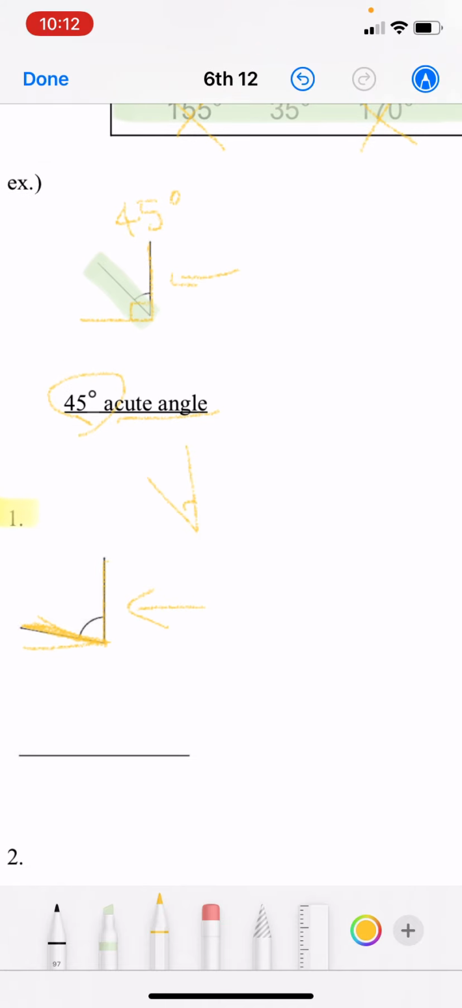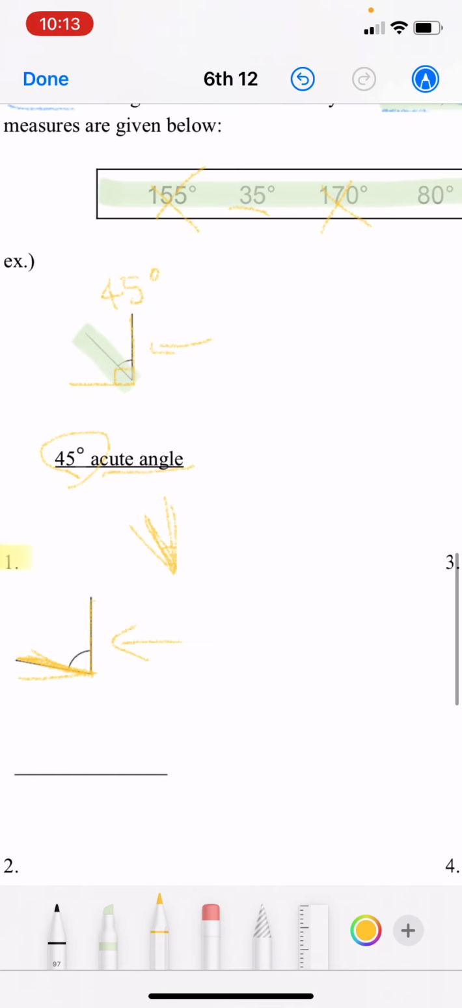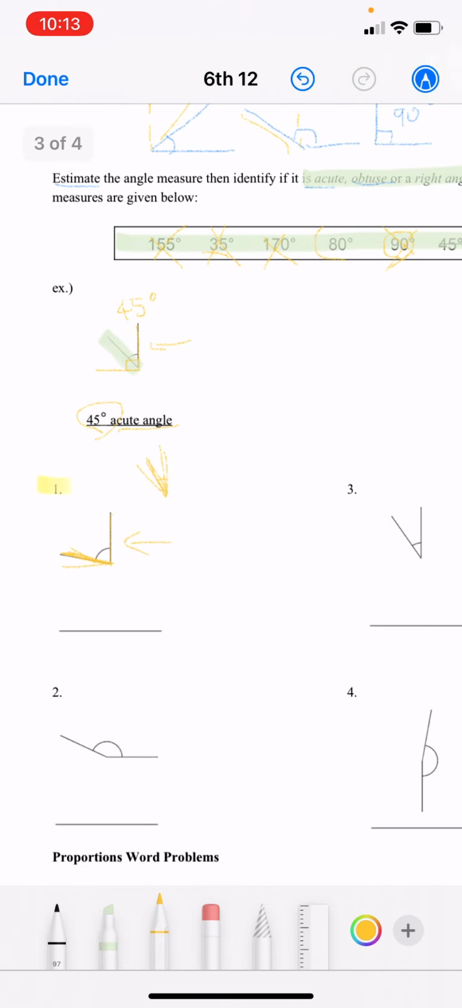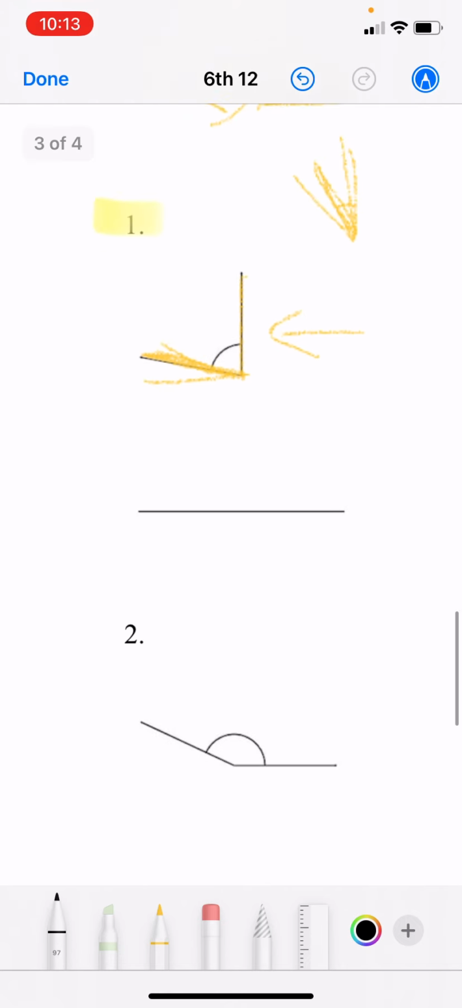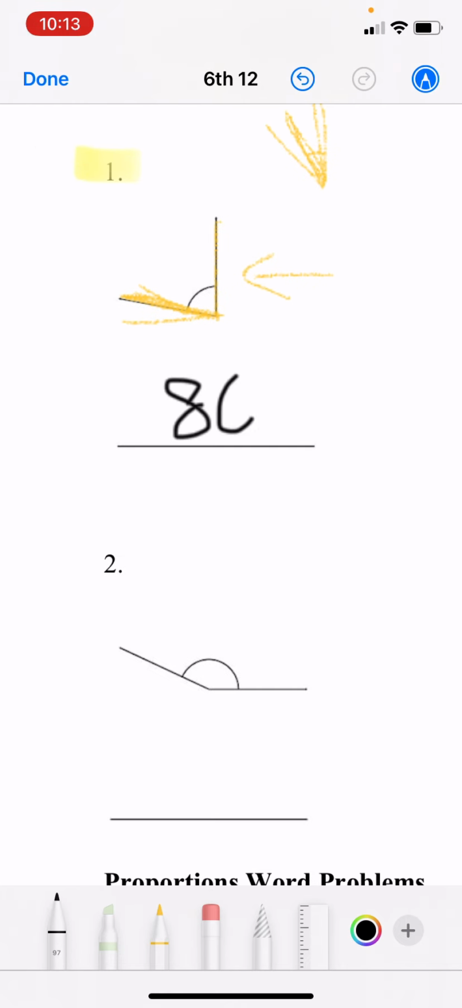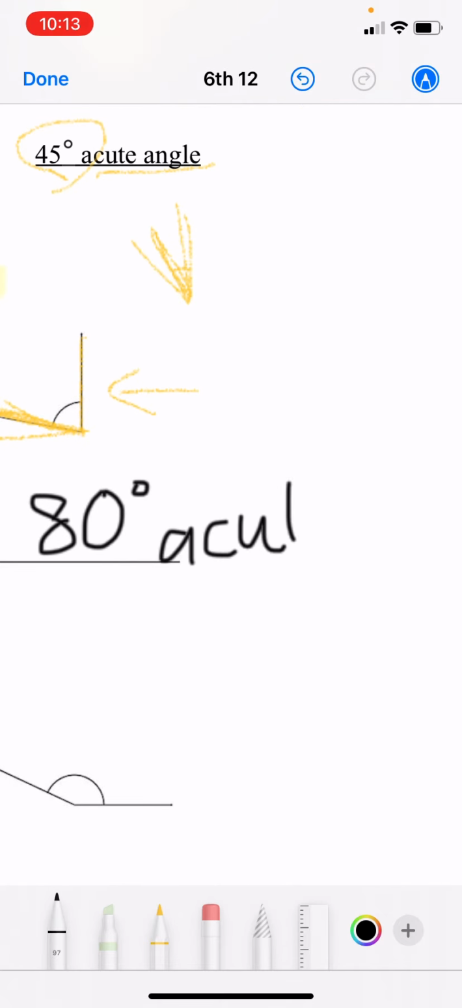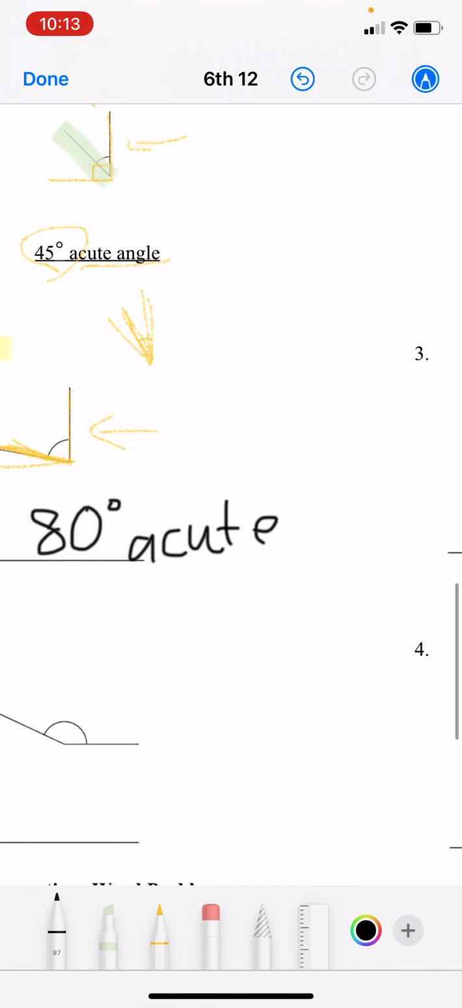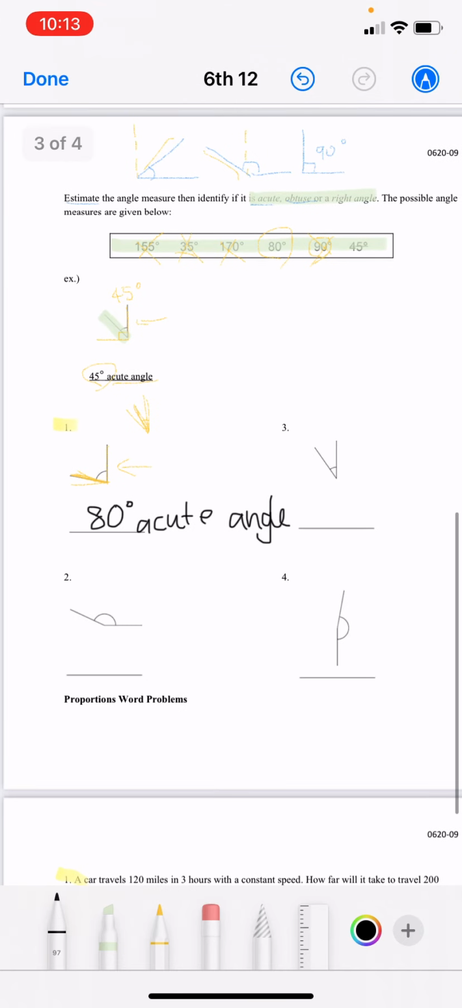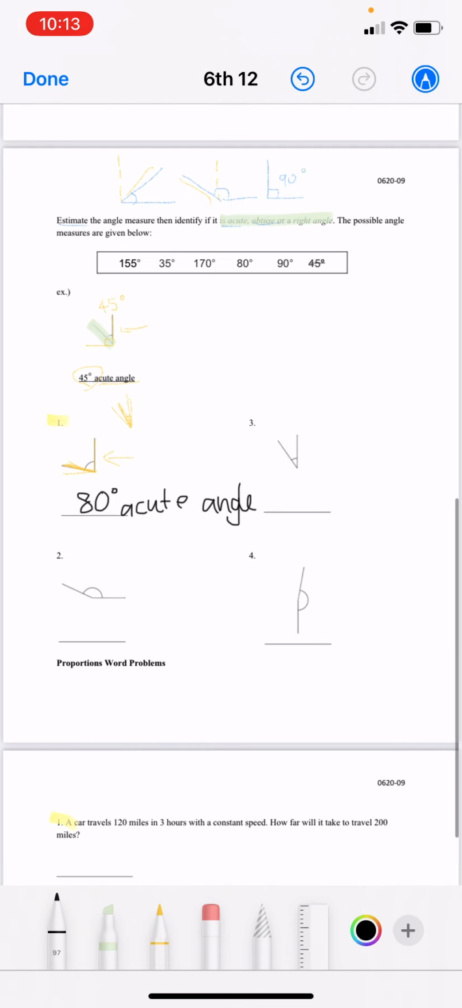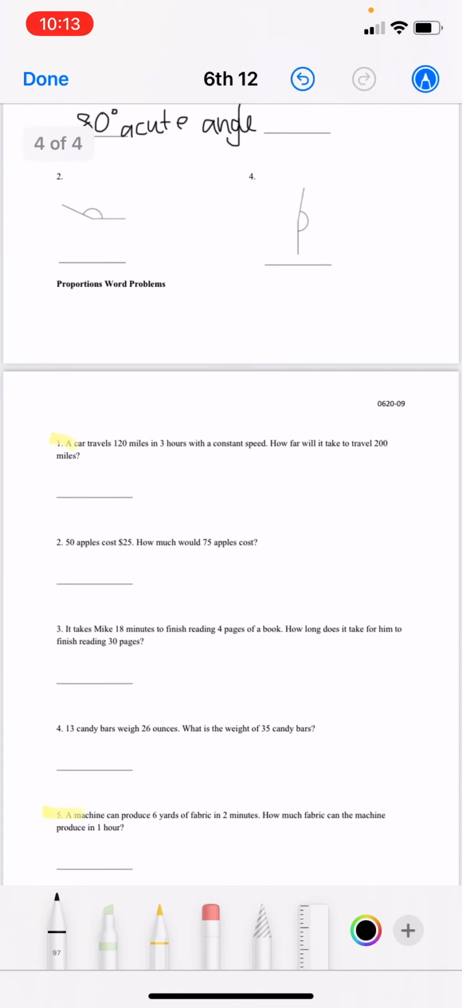Is it 35 degrees? Well, no, because we know how 45 degrees looks like, and 35 is going to be smaller than 45 degrees. It's going to be somewhere over here. So no, it's not going to be 35. So what are we left with? We're only left with 80 degrees. So our answer is 80 degrees, acute angle, because 80 degrees is less than 90 degrees. Give number 2, 3, and 4 a try. Then let's move on to our last page, which is proportions word problems.